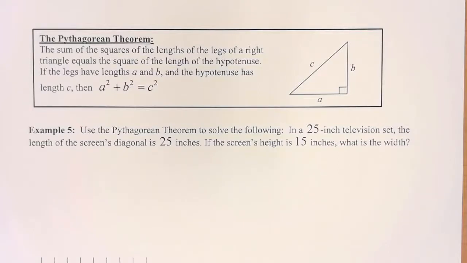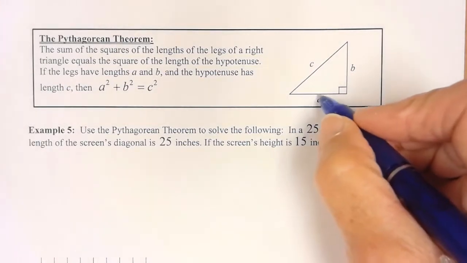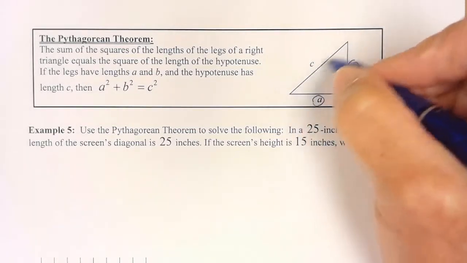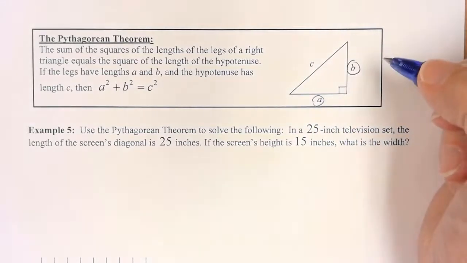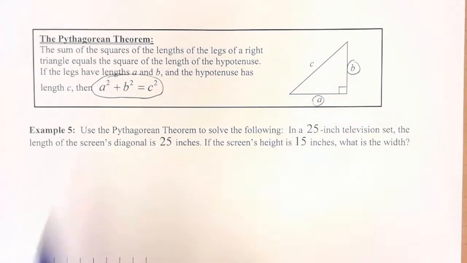The Pythagorean Theorem. The sum of the squares of the lengths of the legs of a right triangle, this is a leg and this is a leg, equals the square of the length of the hypotenuse. The longest side is the hypotenuse. It's the side opposite of your right angle. If the legs have lengths A and B and the hypotenuse has length C, then those words are translated to that formula. And hopefully you've seen that, the Pythagorean Theorem.